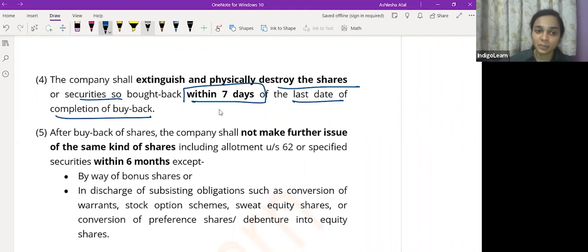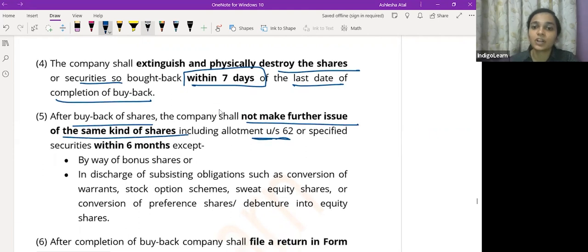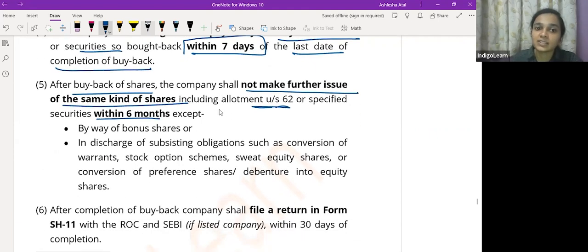And after buyback of shares, the company shall not make a further issue of the same kind of shares, including allotment under section 62 or specified securities, within 6 months. मतलब say for example, I have made a buyback of some equity shares on say 1st of May. तो अभी अगले 6 महीने तक मैं सेम कैटेगरी के शेयर्स या फिर सेम काइंड के शेयर्स इशू नहीं कर सकती, except for issue of bonus shares. I can still issue bonus shares, yes.